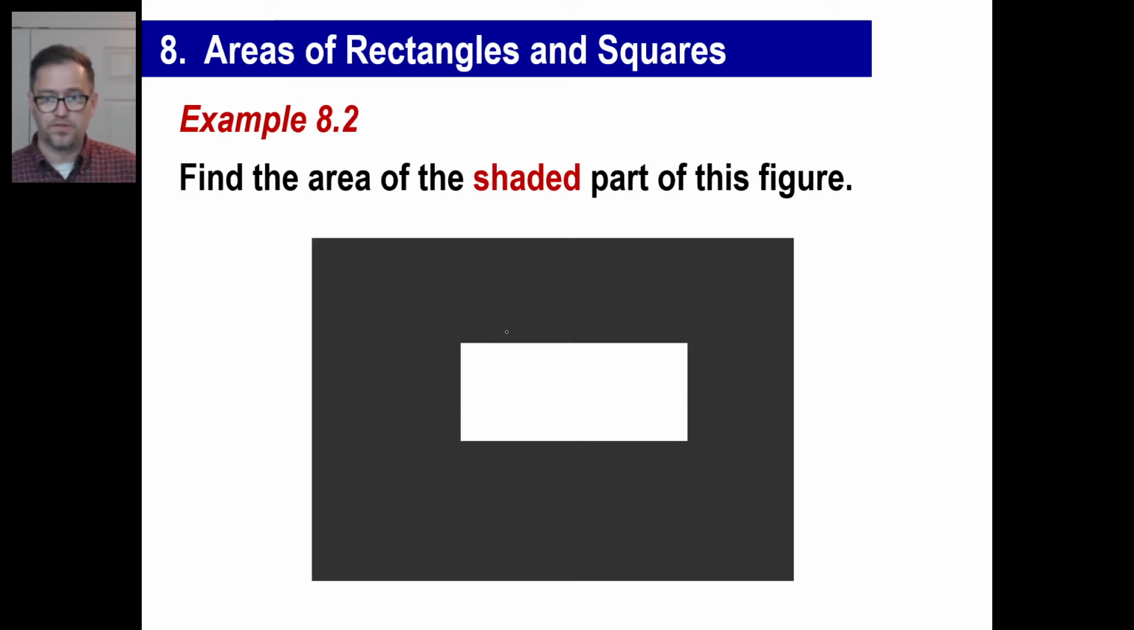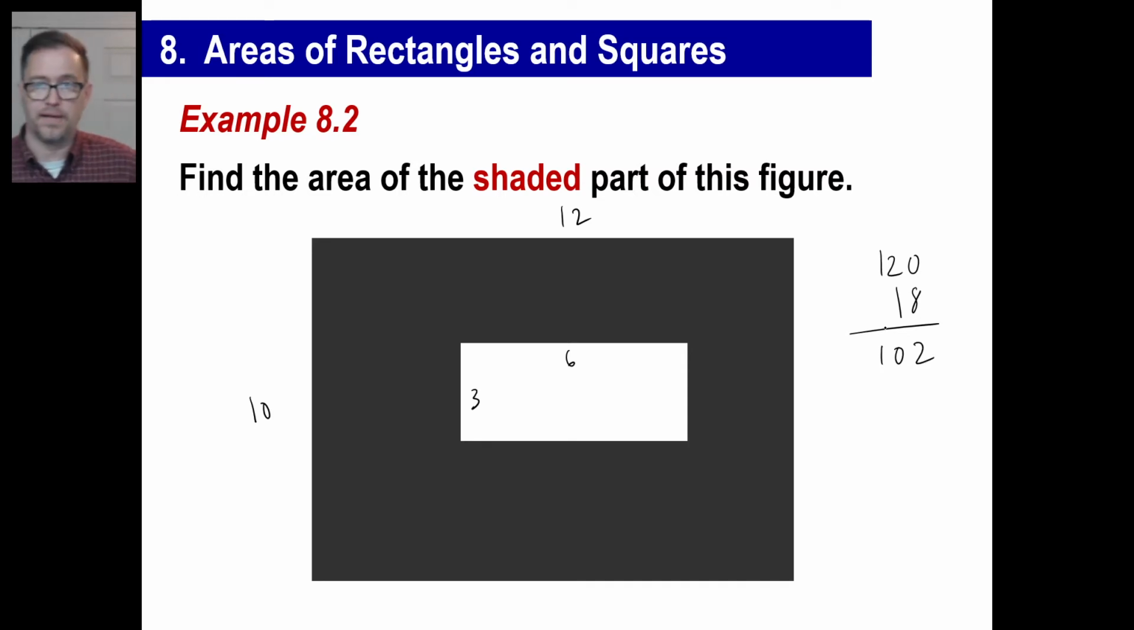The shaded part of this figure, let's say this is 10 and then 12, and let's say this is 6 by 3 or something like that. If you find the shaded part of the figure, you're going to find the area of the entire thing, but you're going to subtract this little white part in there. The entire thing would be 12 times 10, which is 120. But we're trying to find only the shaded part, so we chop out this 6 by 3. That is 18, so we subtract that and you get 102. That's your area for this one.